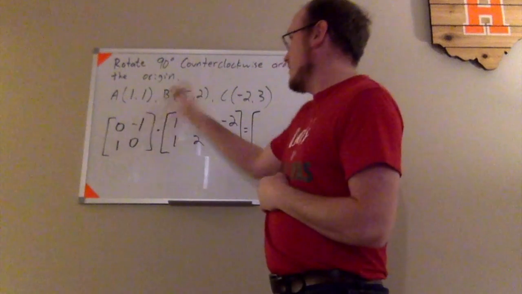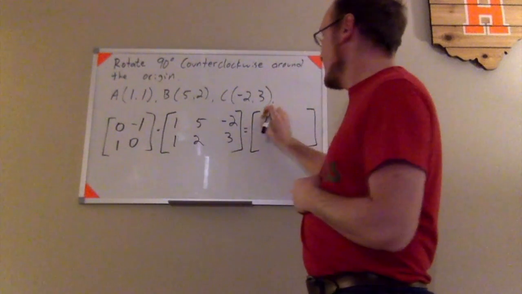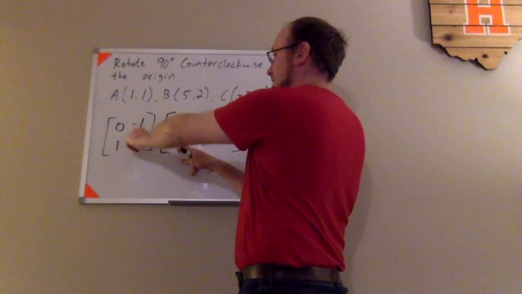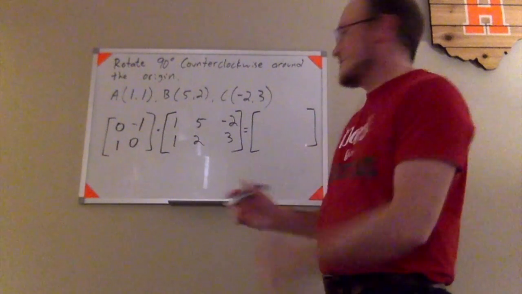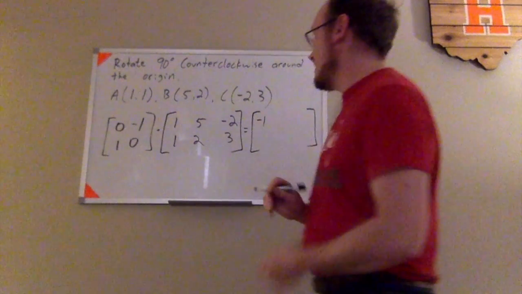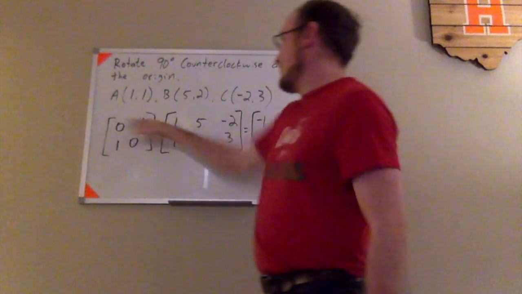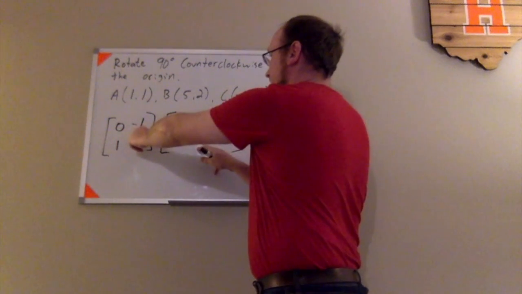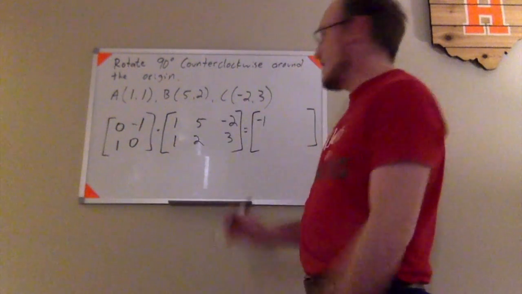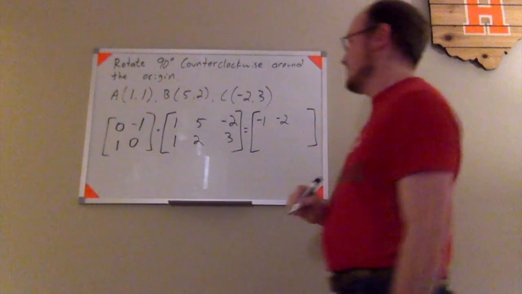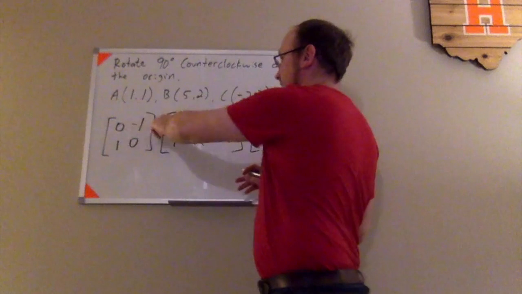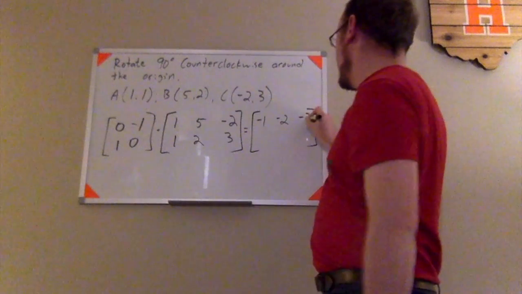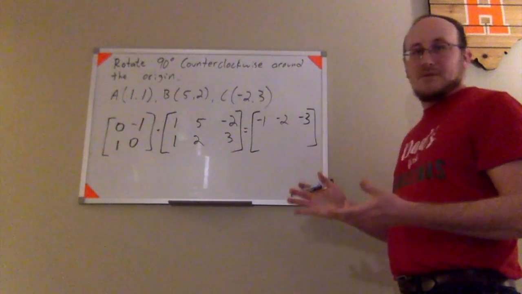You take the first row times the first column to get this first entry. So I do 0 times 1, which is 0. I do -1 times 1, which is -1, and I add those together. So this would be -1. And then I take the first row and the second column. So I do 0 times 5, which is 0. -1 times 2 is -2. Add them, and I get -2. Then finally, I take this row times this column, do 0 times 2, which is 0, -1 times 3, which is -3 for that. And I filled in my first row.